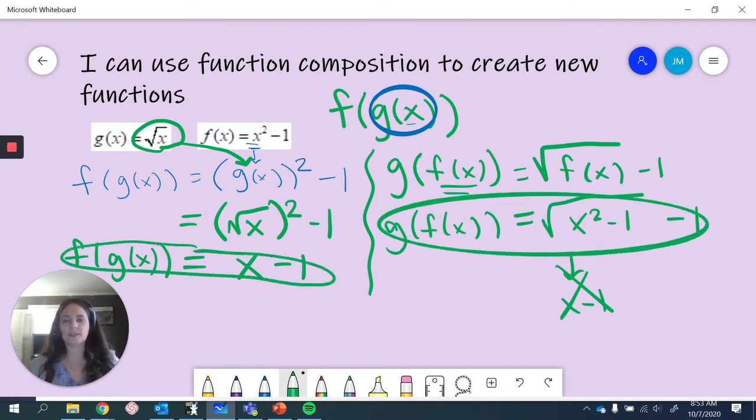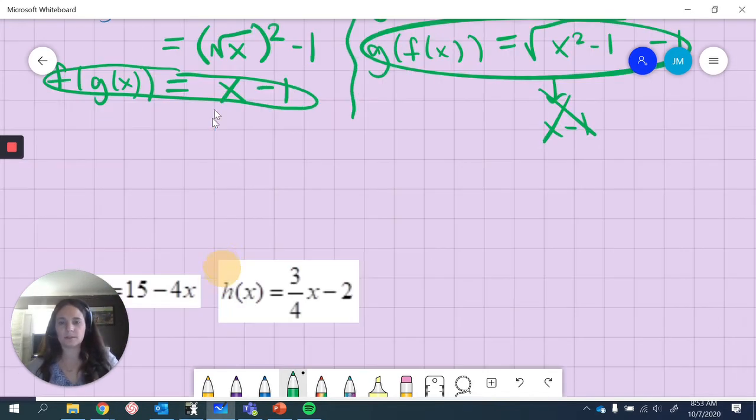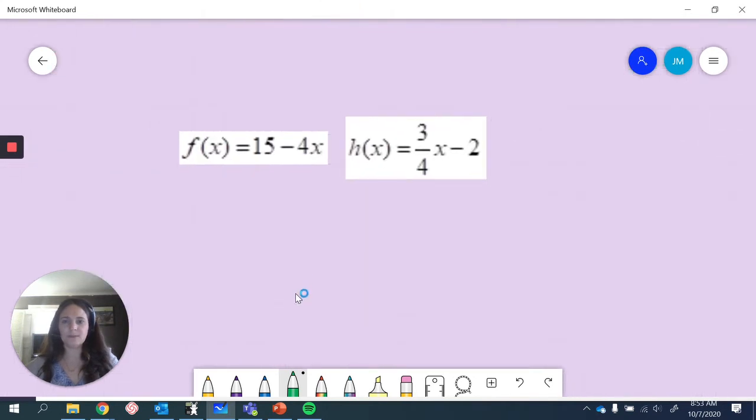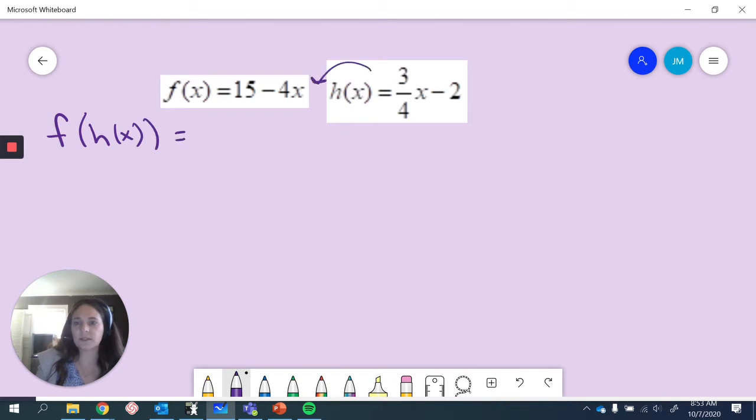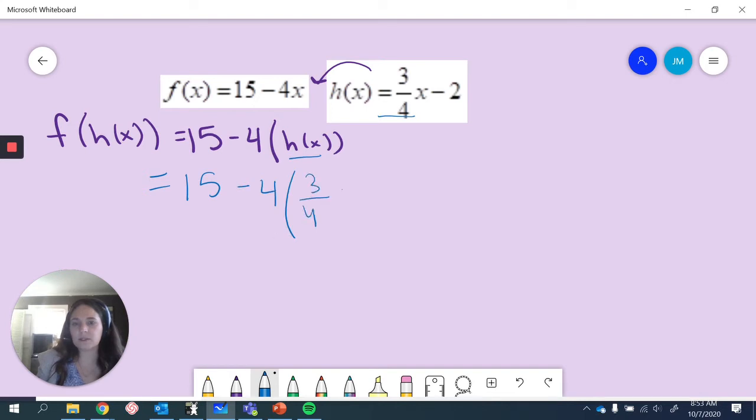Okay, so let's do another one. Let's hop down over here. Okay, so here's f and h. So let's start with finding, let's do f of h of x. So we're going to put the h function into the f. So it's going to be 15 minus 4 times h of x. But what is h of x? We're actually going to substitute this entire equation. So we get 15 minus 4 times 3/4 x minus 2.